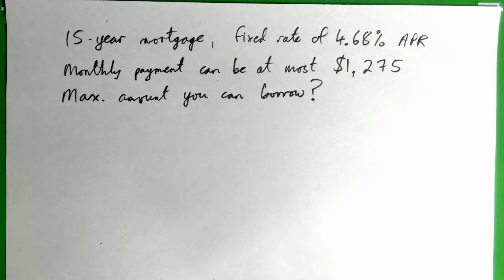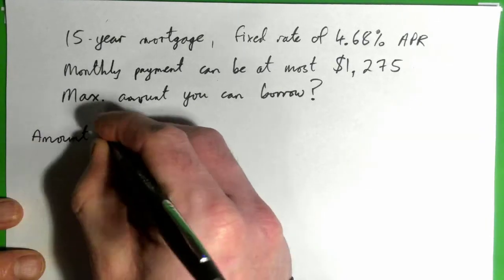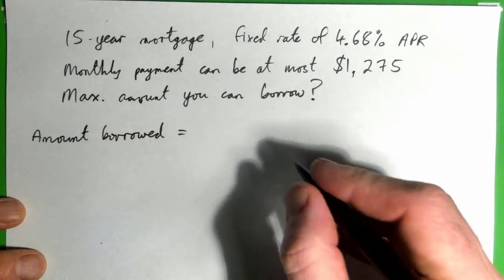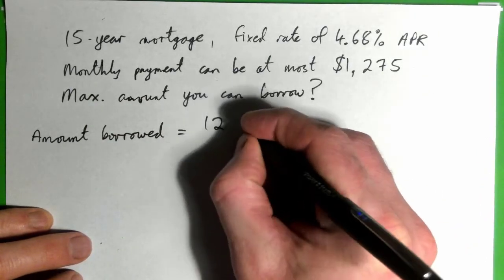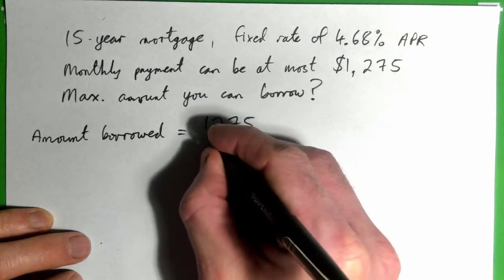So the first thing is to make sure we're using the correct formula. And the correct formula is the amount borrowed equals the monthly payment times some things over some things. So the amount borrowed, or the amount we can borrow, is the formula we need. Amount borrowed equals the monthly payment, 1275, times a bunch of stuff over some things.